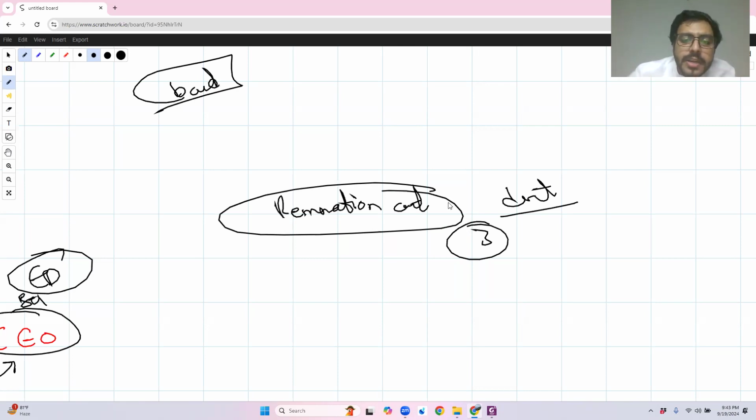The remuneration committee, the three non-executive directors who were running the remuneration committee, they would also be within the board because they are also non-executive directors. So now they are going to present it in front of the seven other non-executive directors: this is what we decided. What do you think? Is it correct or not?